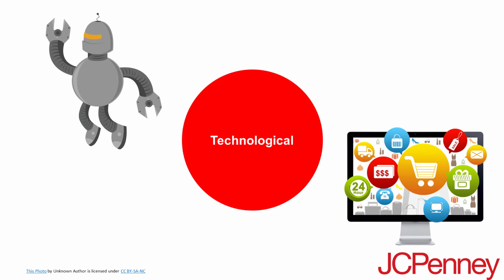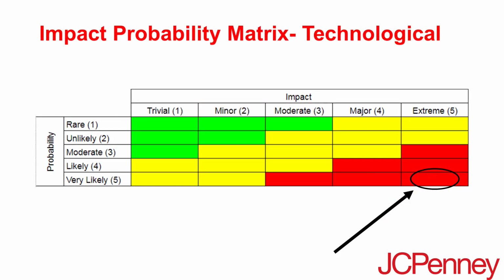Based on these findings, we feel that technological factors have a profound impact on the retail industry in the way that it operates moving forward. Firms need to utilize technological innovations to remain relevant. Thus, we have given this category a 5 in both impact and likelihood on the impact probability matrix.